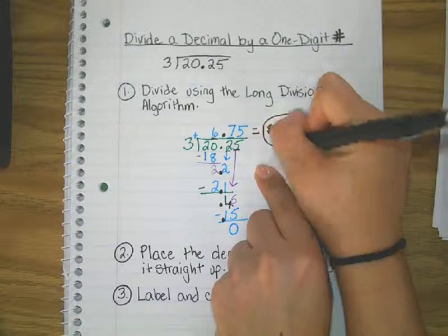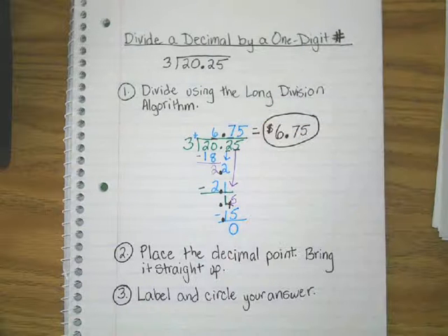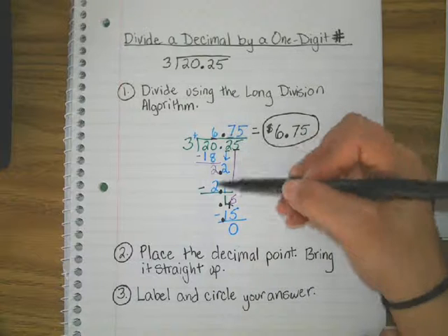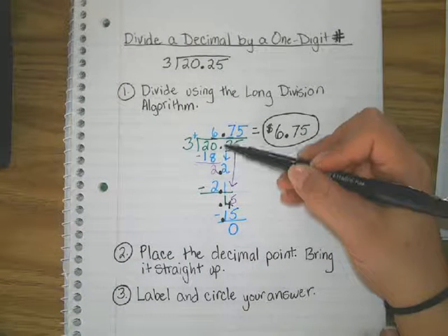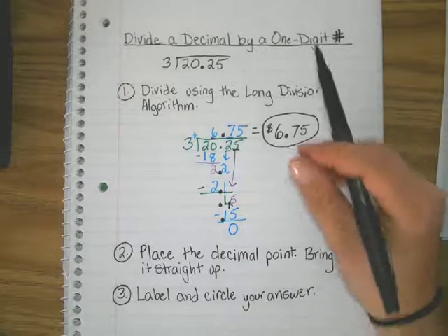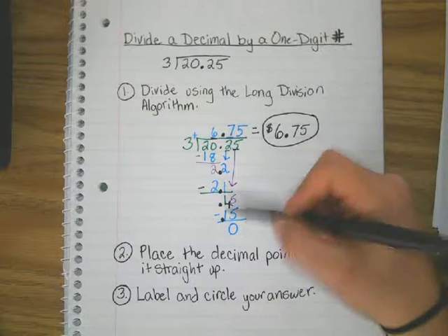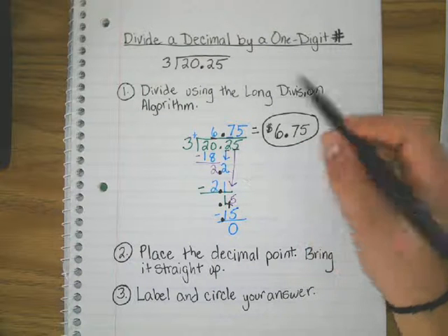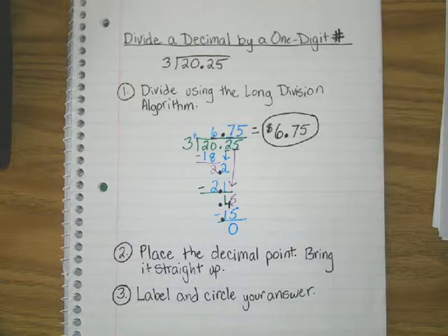So do you see how neat we have to be? If you don't have enough room on your paper to do your work neatly, you should get another piece of paper, okay? Okay, take a look at page 161. We're going to do a couple together.